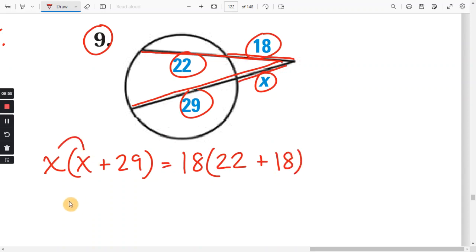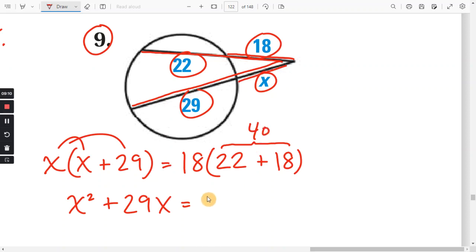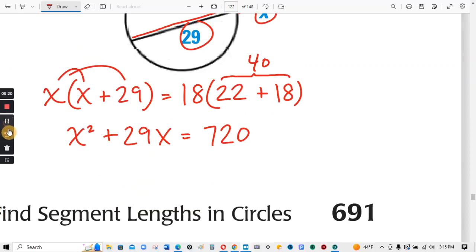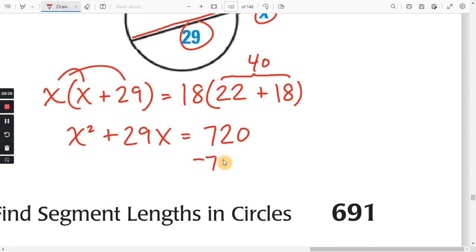Distributing, x times x is x squared. X times 29 is 29x. And 22 plus 18 is going to be 40. Okay, let me see. 20 times 40 is going to be 800 minus 80. That's going to be 720. Let me double check. All right, that's correct. We need to set this equal to 0. I'm going to do minus 720 on both sides. And it cancels over here.